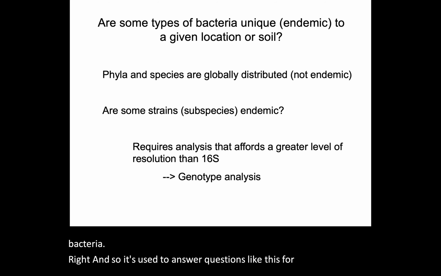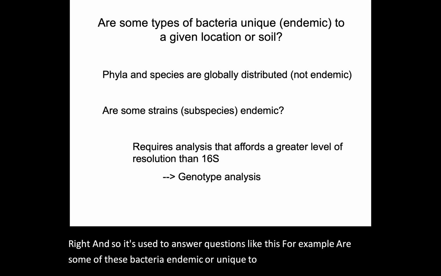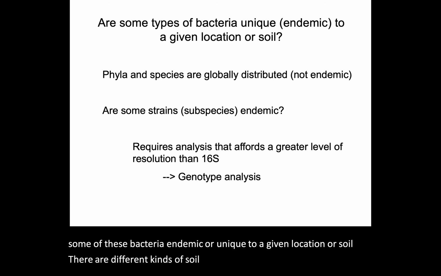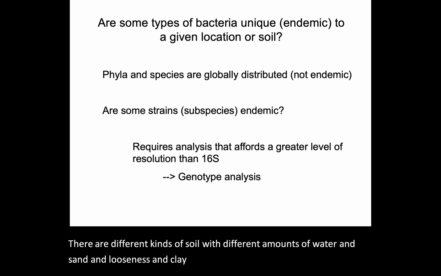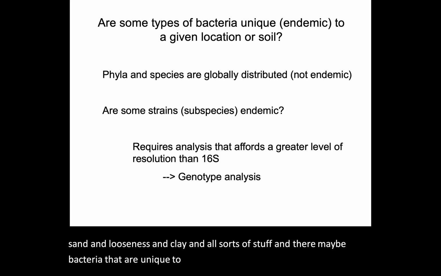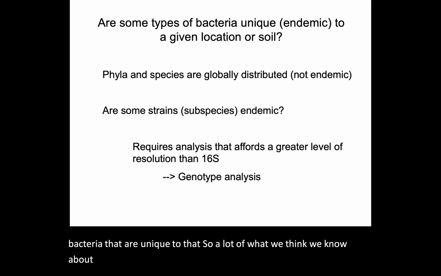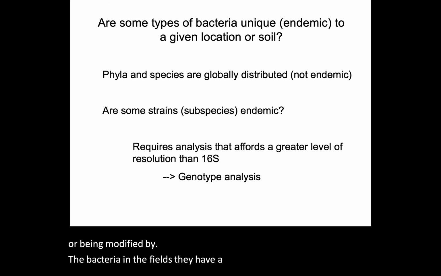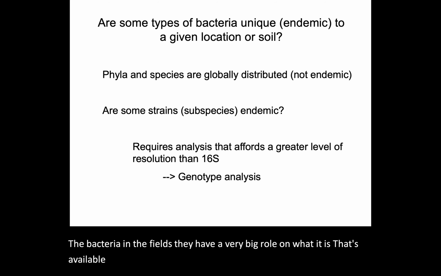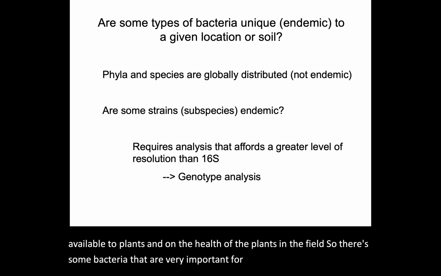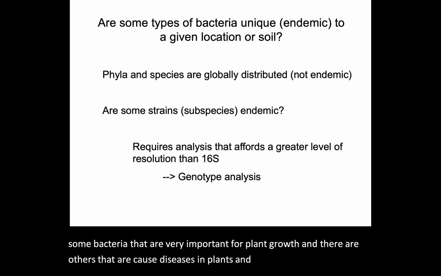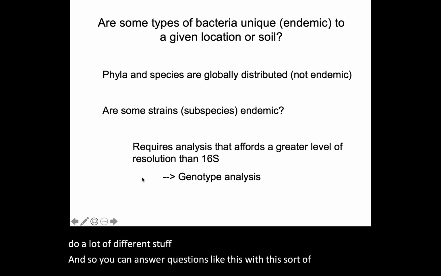For example, are some of these bacteria endemic or unique to a given location or soil? Yeah, there are different kinds of soil with different amounts of water and sand and looseness and clay and all sorts of stuff. And yeah, there may be bacteria that are unique to that. So a lot of what we think we know about farming and the way that plants behave is actually coming through or being modified by the bacteria in the fields. They have a very big role on what it is that's available to plants and on the health of the plants in the field. So there's some bacteria that are very important for plant growth, and there are others that cause diseases in plants. And so, yeah, bacteria do a lot of different stuff. And so you can answer questions like this with this sort of genotype analysis by looking at the 16S ribosomal DNA.